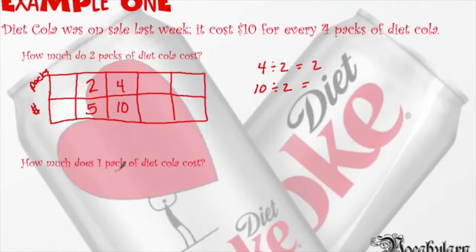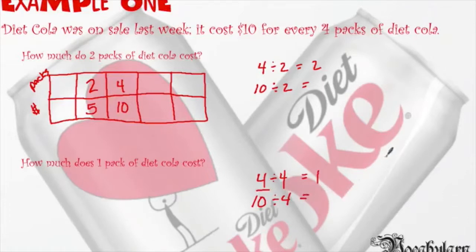Looking at B, how much does 1 pack of Diet Cola cost? Well, I can do the same thing, and I'm just going to use the same table up here. So if I want to go from 4 to 1, I know I have to divide by 4. What I do to the top, I have to do to the bottom.